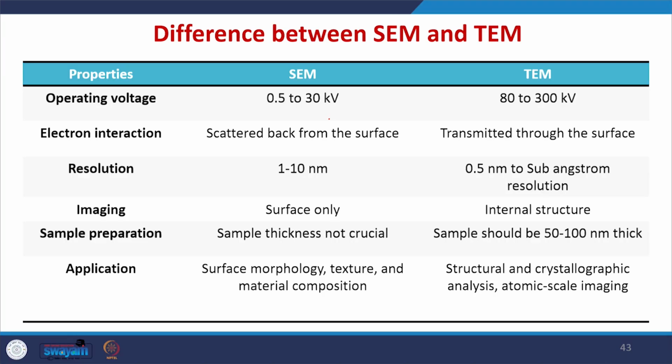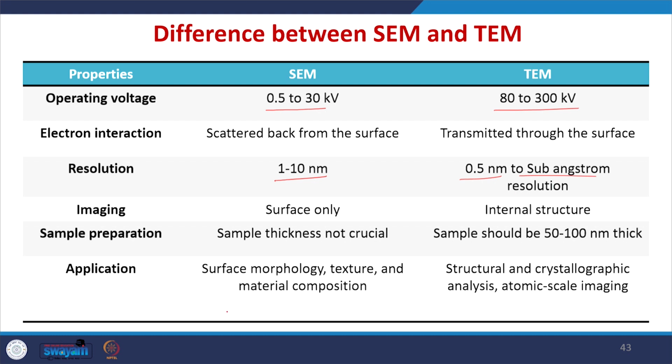Before we go to the practical demonstration, let us briefly understand the difference between SEM and TEM. The operating voltage in SEM is 0.5 to 30 kV and in TEM it is 80 to 300 kV. Here in SEM we get a resolution of 1 to 10 nanometer. In TEM we can get 0.5 nanometer to sub-angstrom resolution.